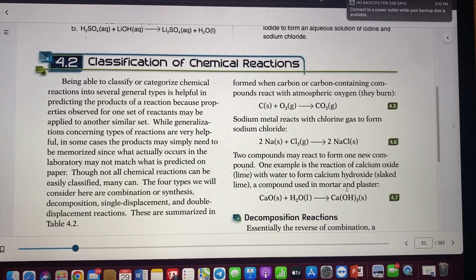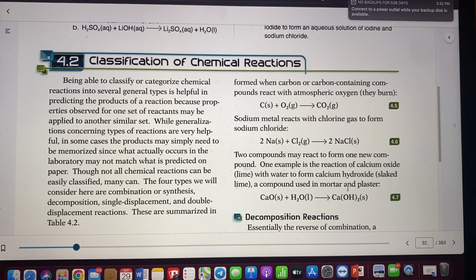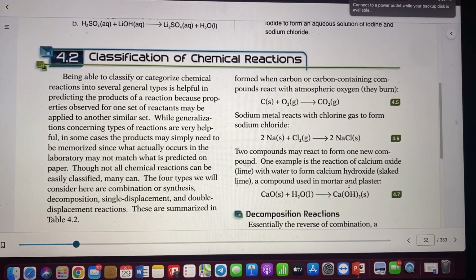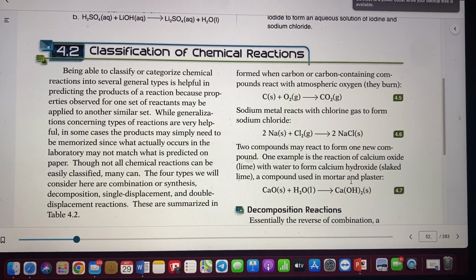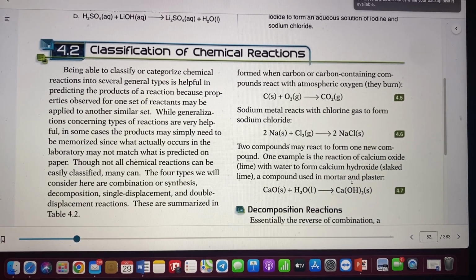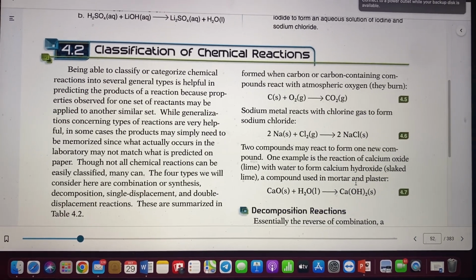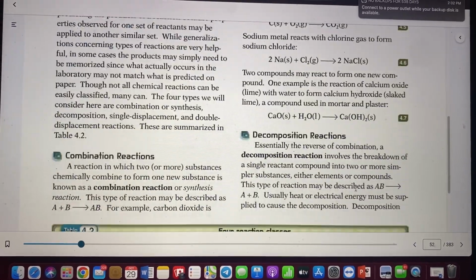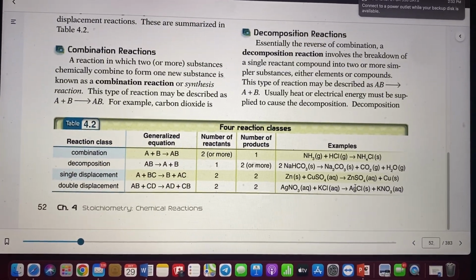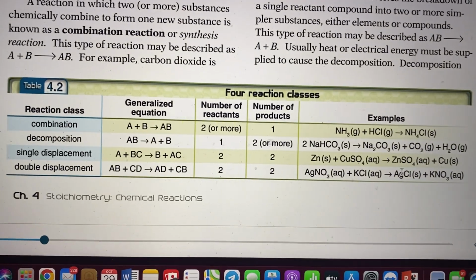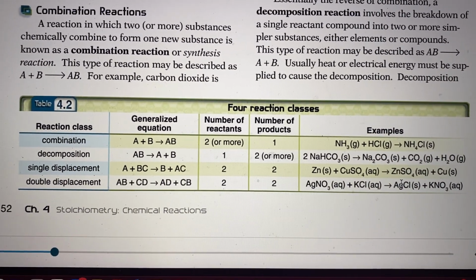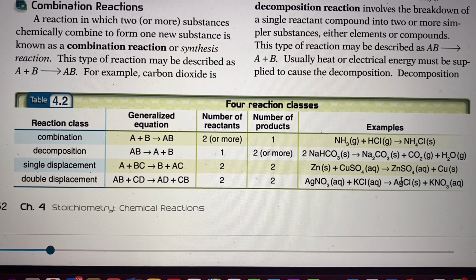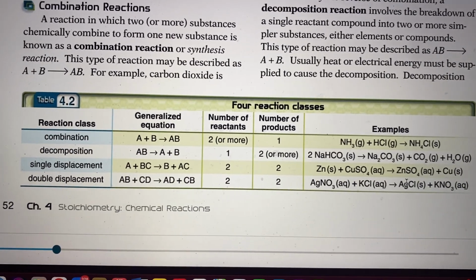In your chemistry book, in Chapter 4, Section 2, Classification of Chemical Reactions. And we're going to talk about 4 different classifications that you need to know. We'll go down here to the table, and here they are. Let me zoom in here. There we go. So it says the combination reaction is A plus B equals AB.